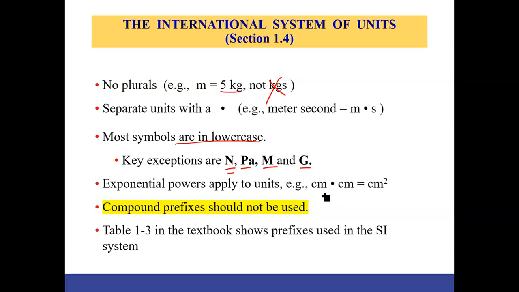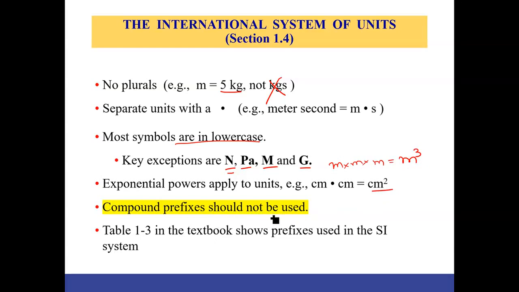If units are multiplied together, then you can put an exponent on it. For example, centimeter multiplied by centimeter can be written as centimeter square, or meter multiplied by meter multiplied by meter can be written as meter cube. We oftentimes use this unit for volume, and centimeter square for area.